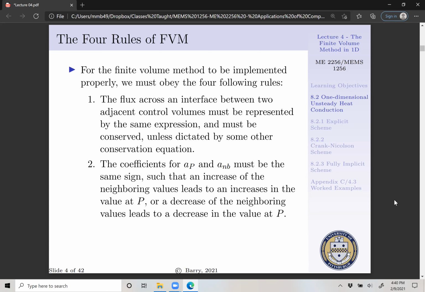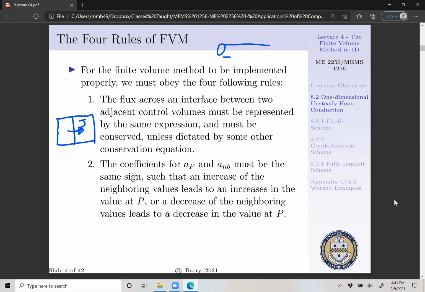The first rule is the flux across an interface between 2 adjacent control volumes, which we denoted previously as J, must be represented by the same expression and must be conserved, unless we dictate by some other conservation equation that it is not. So in a case of conduction, J you could consider as heat, and heat has to be conserved if we have solely a case of conduction.